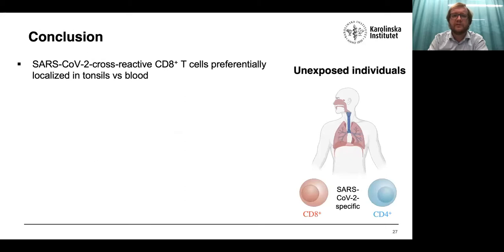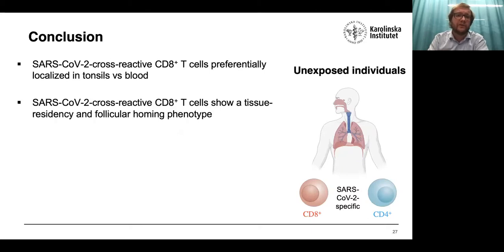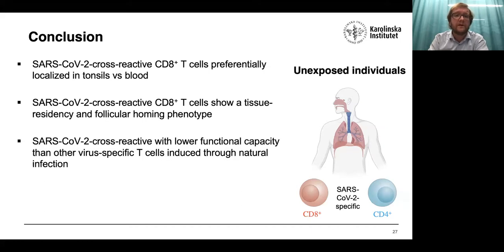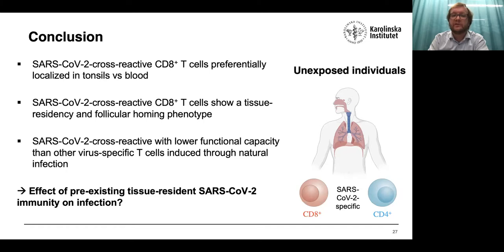So the conclusion of this is that SARS-CoV-2 cross-reactive CD8s preferentially localize in tonsils if you compare it to the blood. SARS-CoV-2 cross-reactive CD8 T cells also show a tissue residency and follicular homing phenotype. And the cross-reactive cells have lower functional capacity than other virus-specific T cells induced through natural infection. So the question we still don't know the answer to is whether pre-existing tissue resident SARS-CoV-2 specific cells are important for mitigating the course of SARS-CoV-2 infection and for immunity. This is ongoing work in the lab.